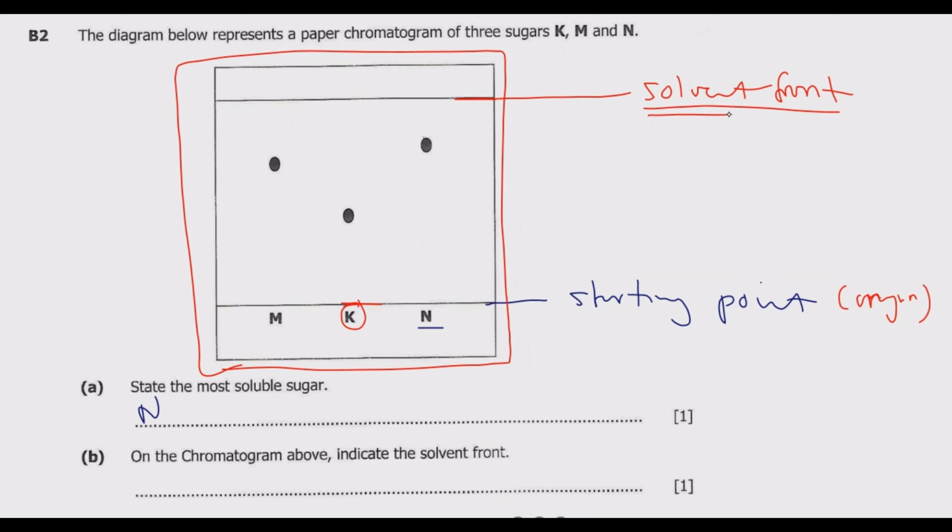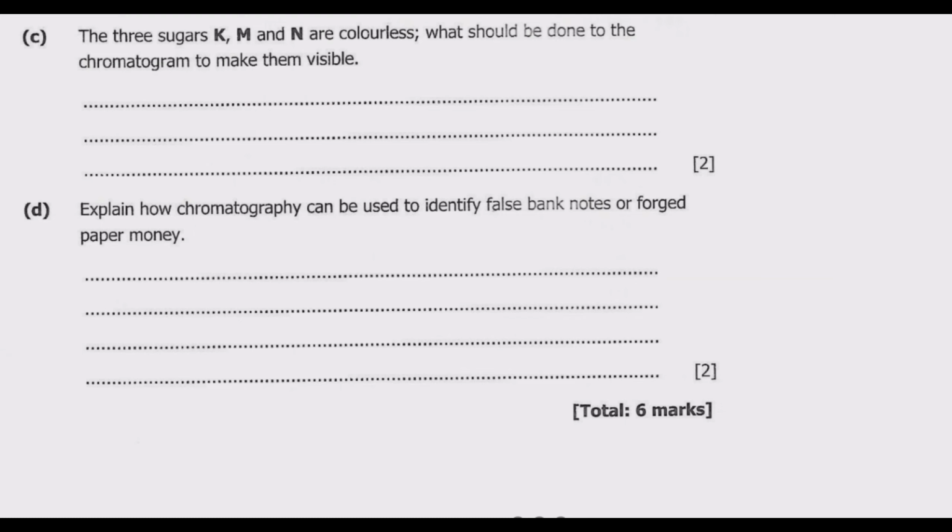So you need to come and label it here. Once you do that, then you would have answered that question and you get the 1 mark that is allocated to this question. So this is how you answer question B and A. Question C, the 3 sugars K, M, and N are colorless. What should be done to the chromatogram to make them visible?